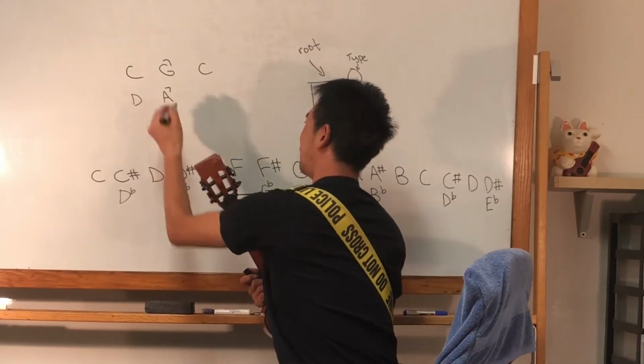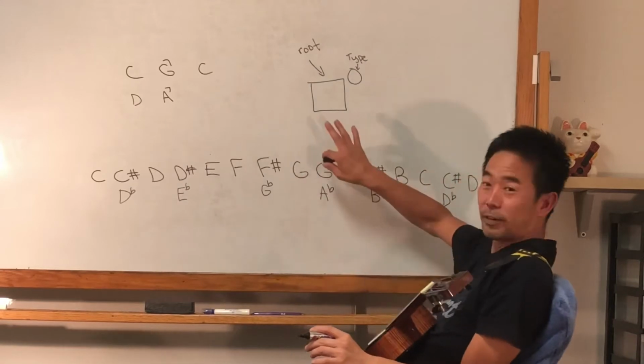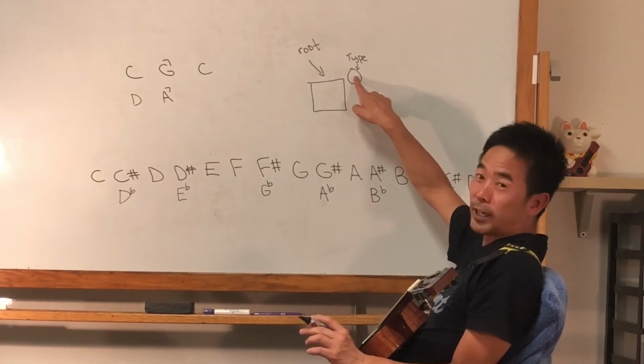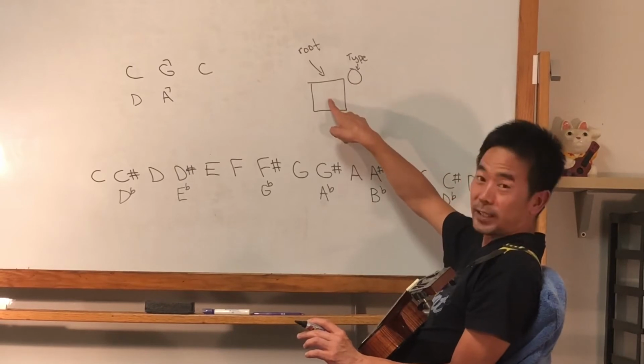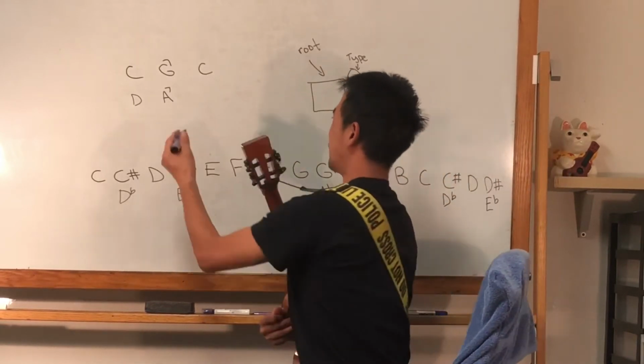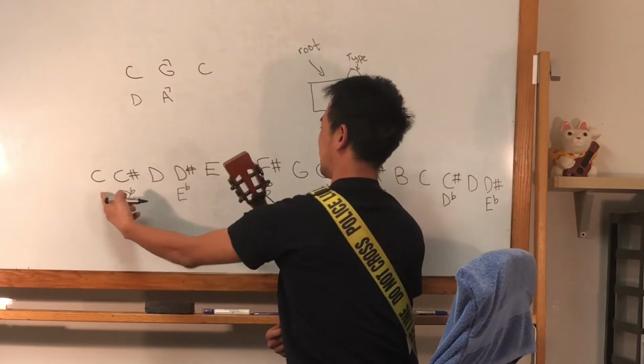And then in our previous video, we talked about how in every chord, there's the root and the type. Whenever we transpose, only the root changes. The type will never change. And then C again goes to D.